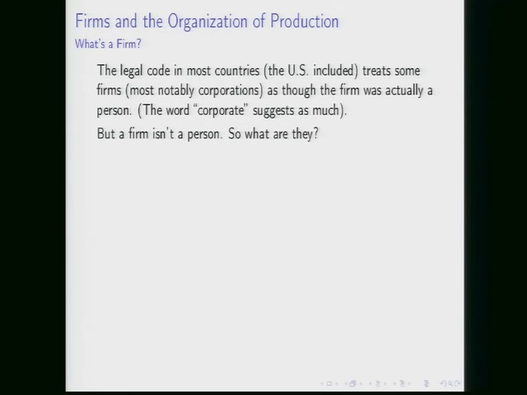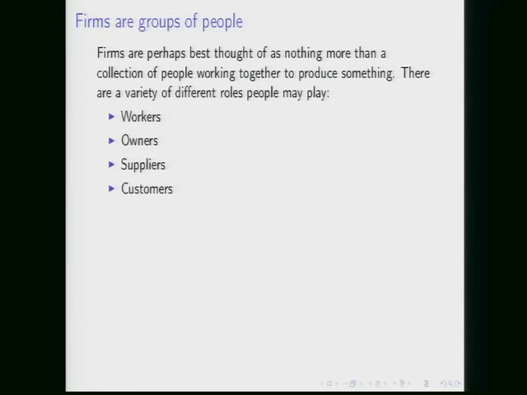The best way to think about a firm in terms of what it is in a primitive sense is that it involves a group of people making decisions about production. So it's a collection of people working together to produce something. And the people involved can be workers. That's the most immediate thing that comes to mind. But they can also be owners of a firm.